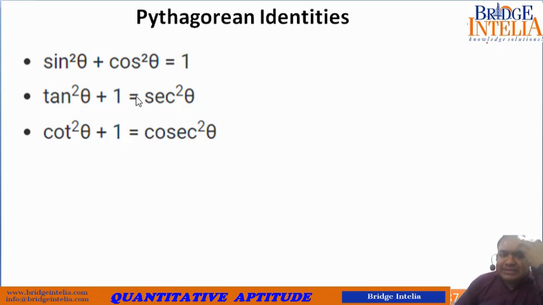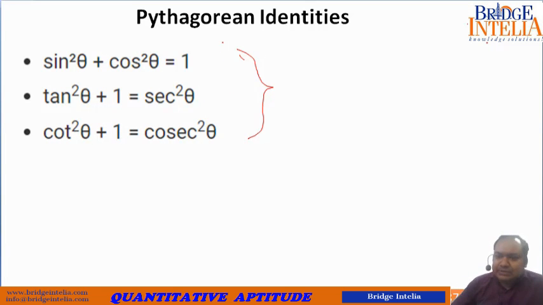Similarly, there are two other important identities. 1 plus tan square theta is equal to sec square theta, and 1 plus cot square theta is equal to cosec square theta. So the next pattern of questions that you would see are actually based on the application of these three identities. So very simple. These three basic identities one needs to remember.